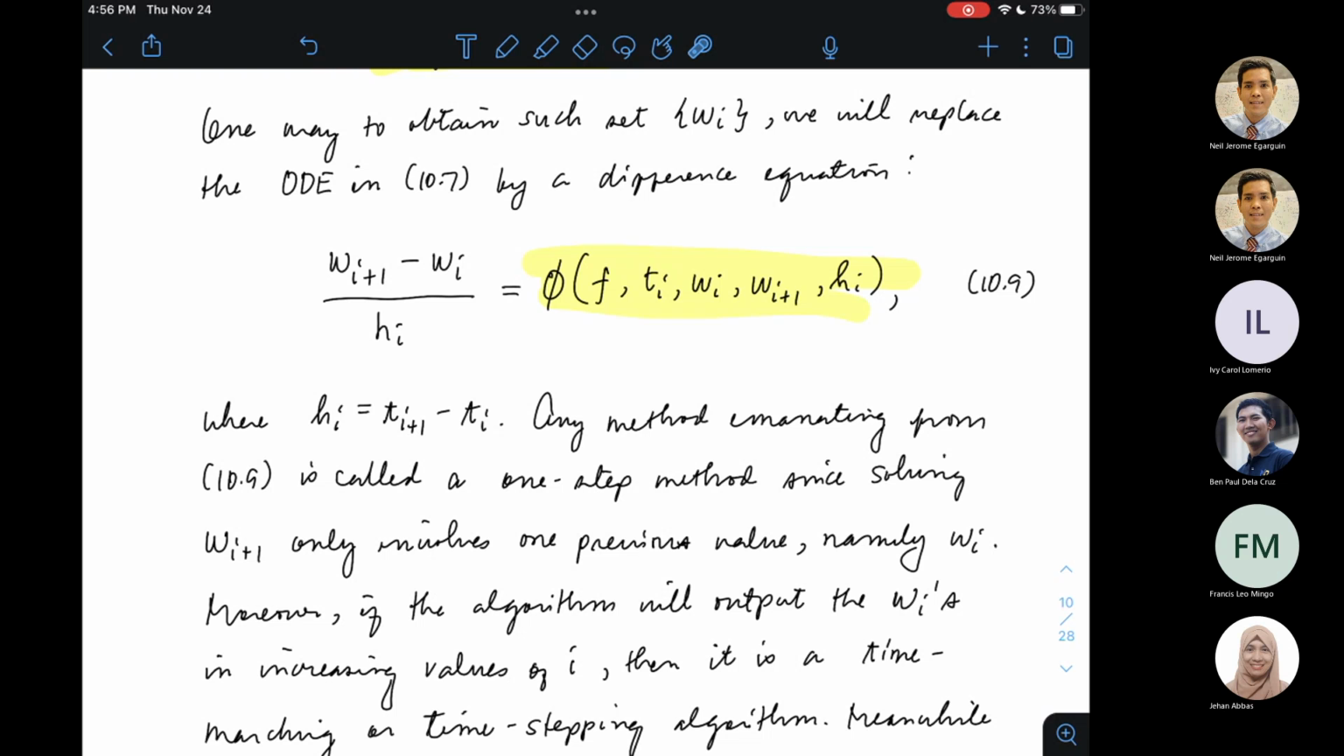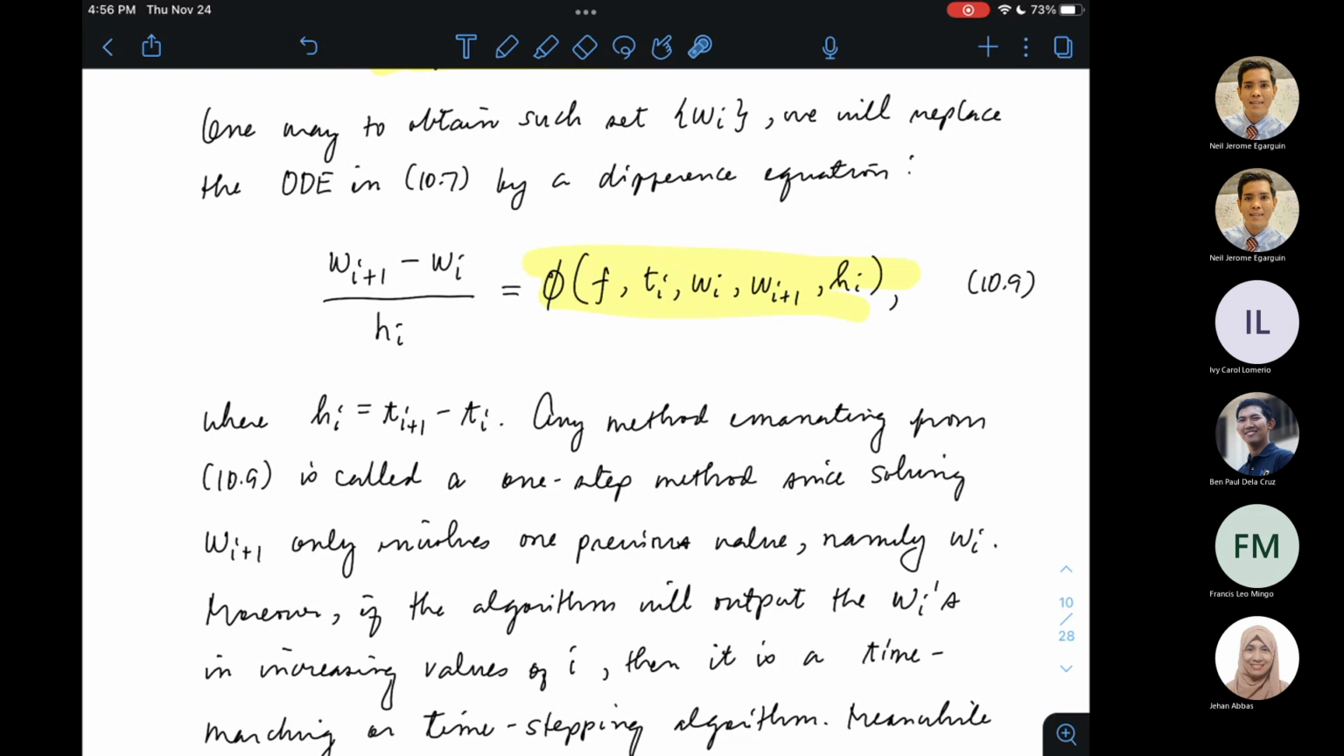Tapos kapag ina-arrange natin to in such a way that w sub i plus 1 is computed in terms of the w sub i's, we call it a time marching algorithm or a forward marching algorithm. Kasi pa-forward yung takbo mo. Magsisimula ka sa w sub 0 all the way to w sub 1 and then w sub 2, w sub 3 until w sub n. Okay, kaya siya time varying.